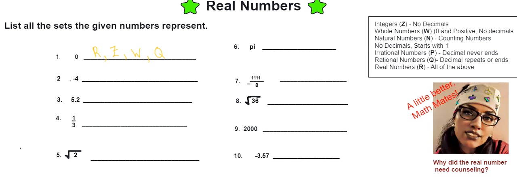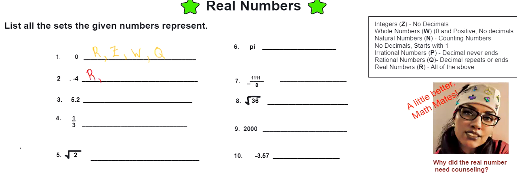All right, number 2, -4. So right away, we know that -4 can be put on a number line. So it can be plotted there. So we know that -4 is a real number.